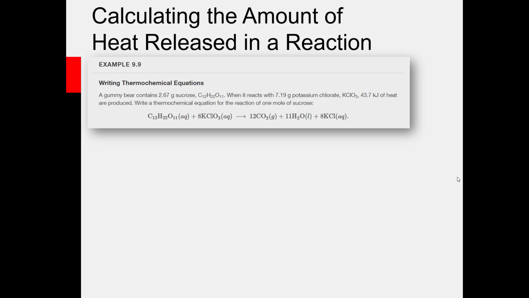So we're given the balanced chemical equation to describe this reaction, which says that 1 mole of sucrose reacts with 8 moles of potassium chlorate to give us 12 moles of carbon dioxide, 11 moles of water, and 8 moles of potassium chloride. This reaction is exothermic and it releases a lot of heat, which is indicated because we're told that 43.7 kilojoules of heat are produced.